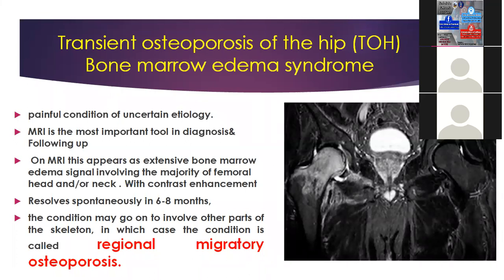But here we can use intravenous contrast. It resolves spontaneously, maybe over 6 months, and in other parts of the skeleton. It's not only the hip, it can be migratory, so it's called regional migratory osteoporosis. You can see the bone marrow enhance, so there is no obstruction of the vessels, no ischemic part. The contrast can go to the femoral head and neck directly. It's only a bone marrow edema.